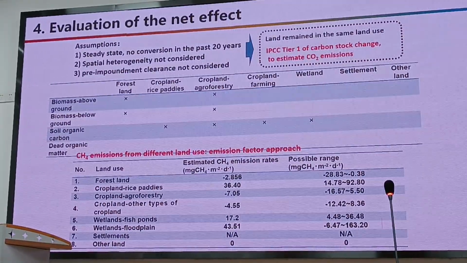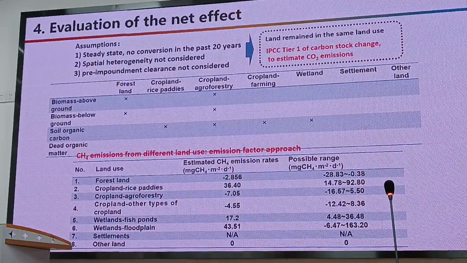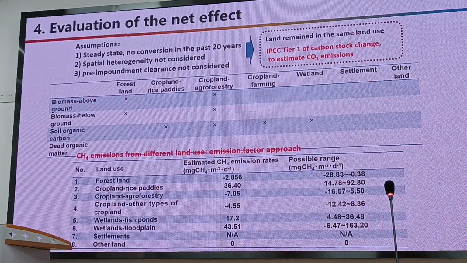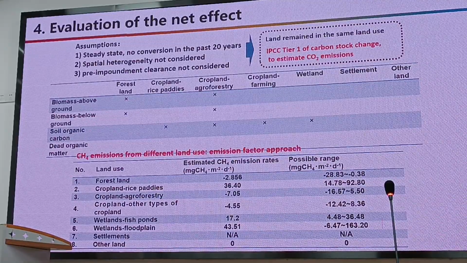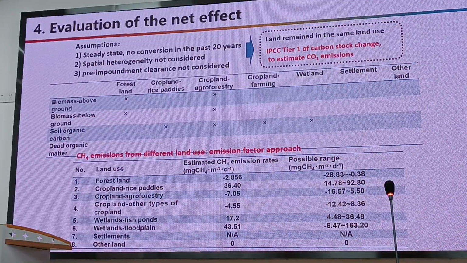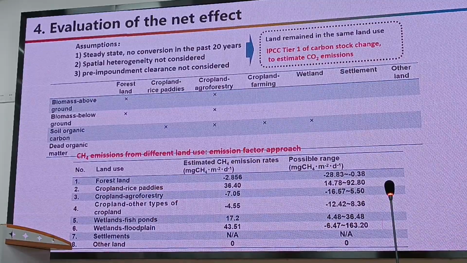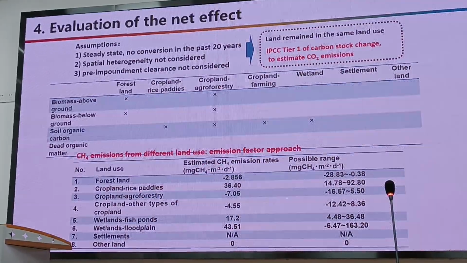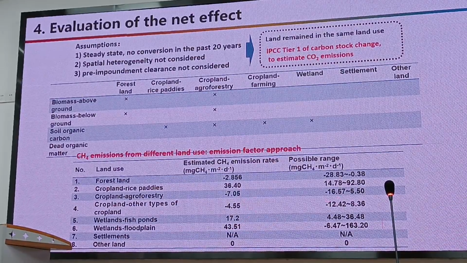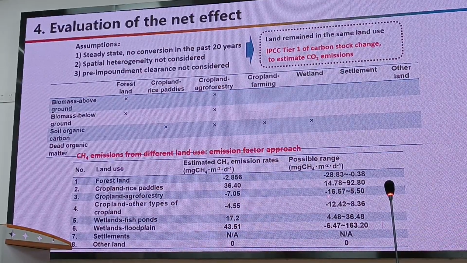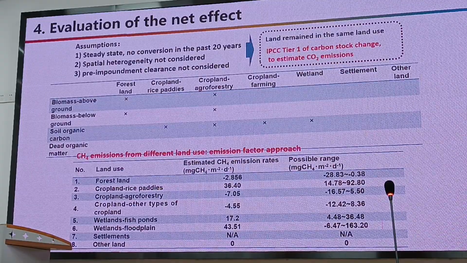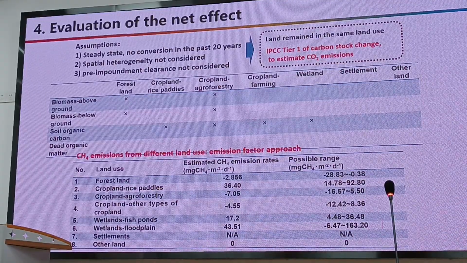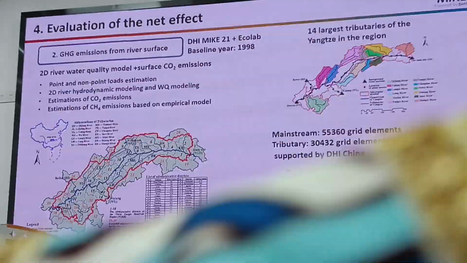So, after these assumptions, it made it feasible to evaluate the biomass above the ground, biomass below the ground, soil organic carbon, and dead organic carbon in different types of land. And for the estimation of methane emission in different land use, we use different kinds of data and also the possible range. And we make the Monte Carlo analysis to find the higher possibility range after the evaluation.